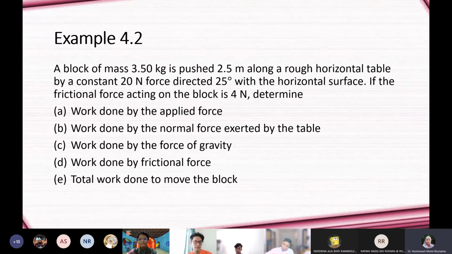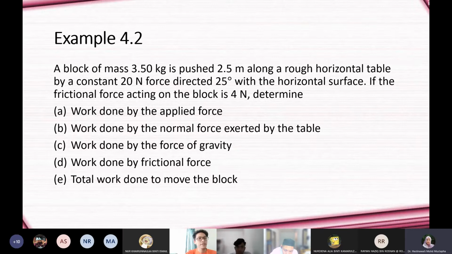So example 4.2. A block of mass 3.5 kg is pushed 2.5 meters along a rough horizontal table by a constant 20 Newton force directed 25 degree with the horizontal surface. If the frictional force acting on the block is 4 Newton, okay, determine work done by the applied force. Okay, so you kena lukis free body diagram dulu.